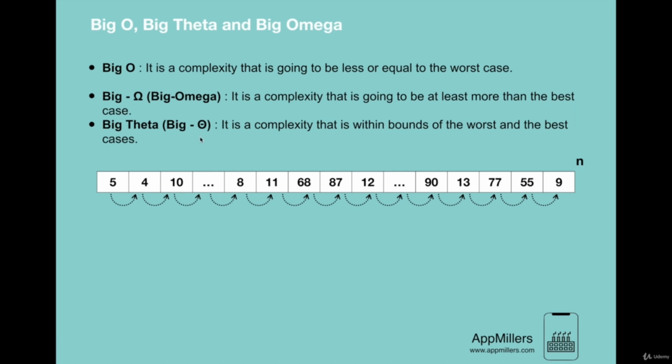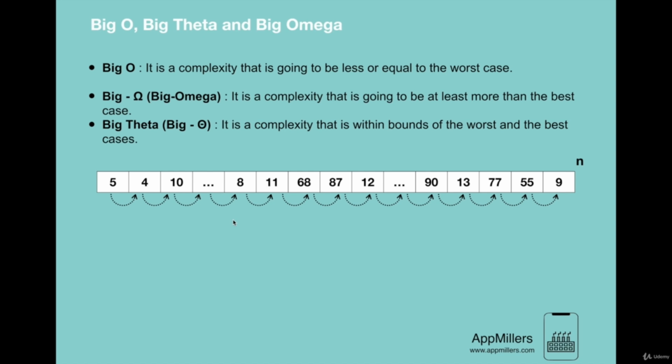Now, big theta is a complexity that is within the bounds of the worst and best cases. This means that if we have an algorithm with a maximum execution time of 10 seconds and a minimum execution time of 2 seconds, in terms of big theta, the average time will be 6 seconds for execution. Okay, let's look at a real example for these three notations.